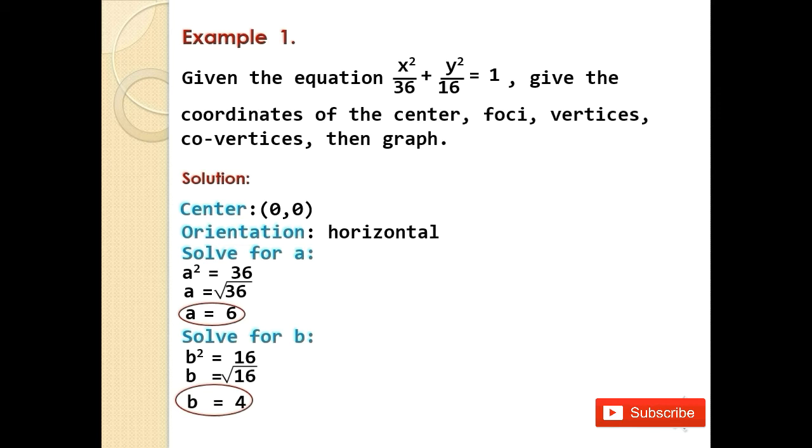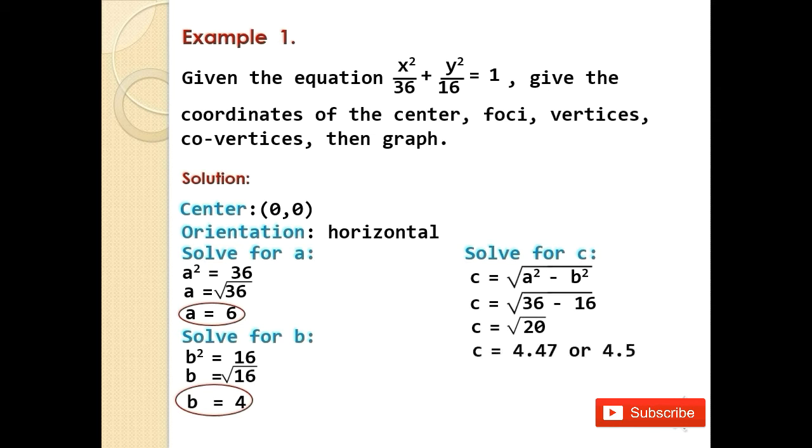Lastly, we solve for the focal length, or the value of our c. The formula is just similar to the Pythagorean theorem. So we have c equals the square root of a squared minus b squared. Simply substitute the value of a squared and b squared. 36 minus 16 is 20. What is the square root of 20? We have 4.47 or 4.5. Therefore, our focal length is 4.5 units.